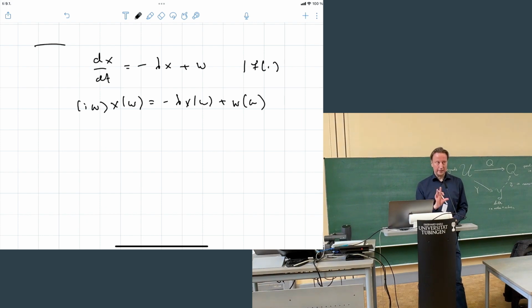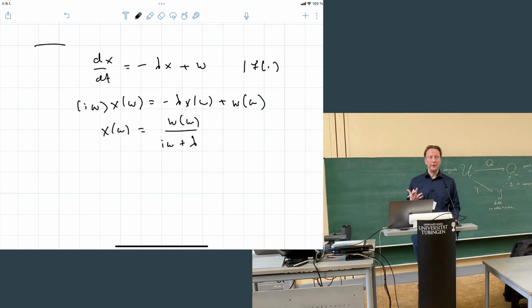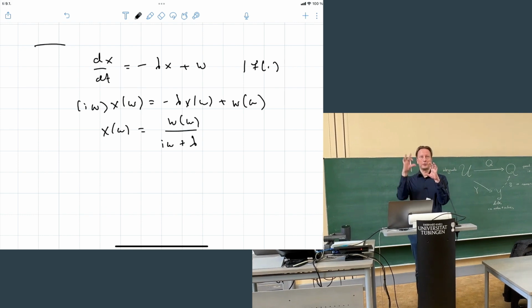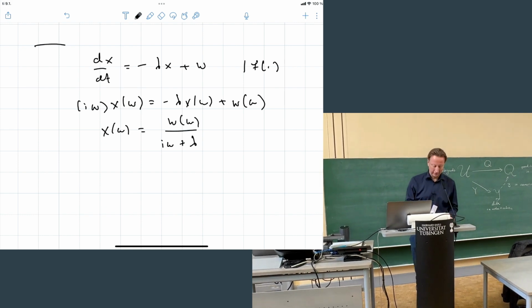But now this is just analytical, or like it's just an equation where we can actually solve for x. So x is equal to, what do I get? It's like a w divided by, it's like a I omega plus lambda. And the spectral density is actually just the absolute value squared of x. So that is the spectral density of a process.